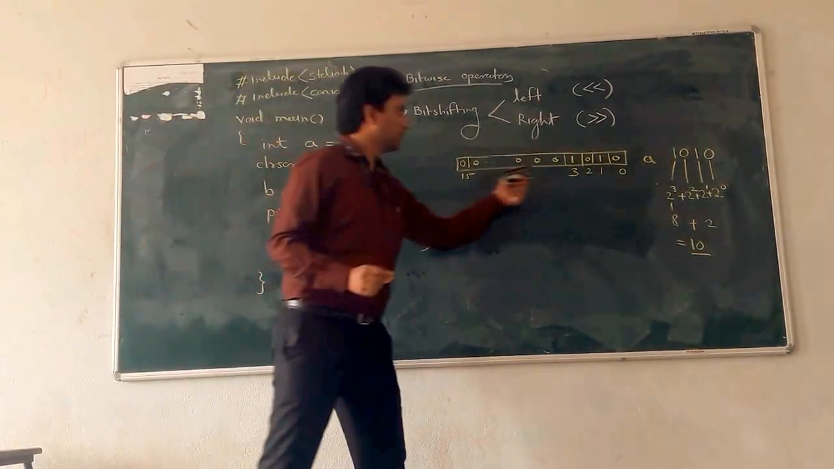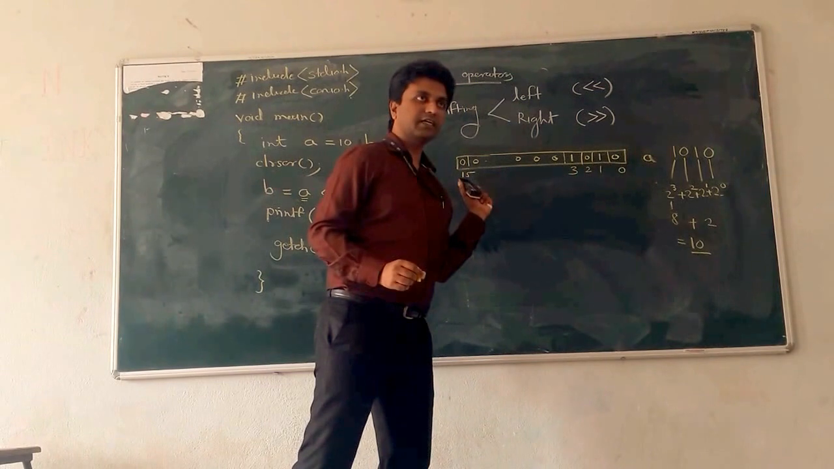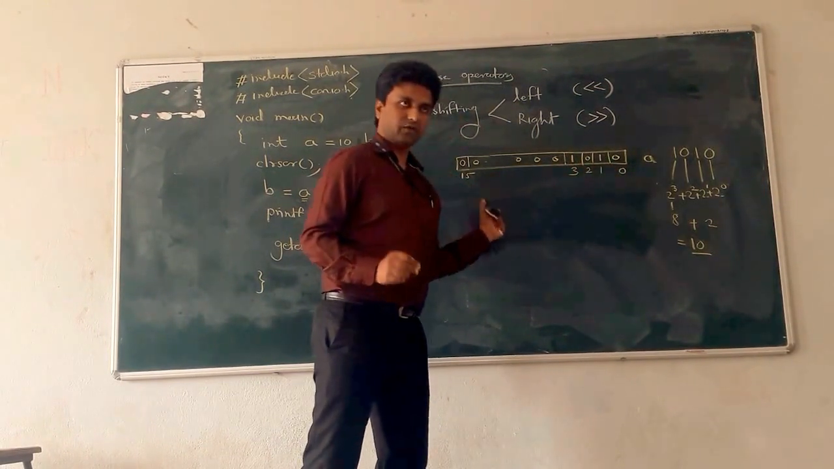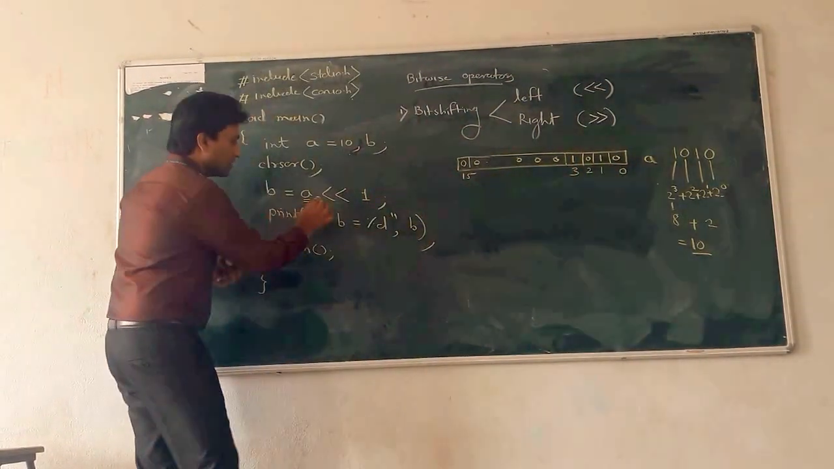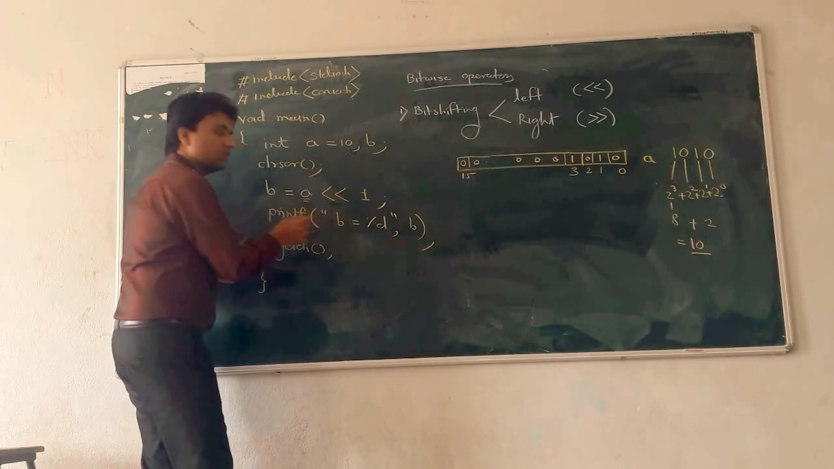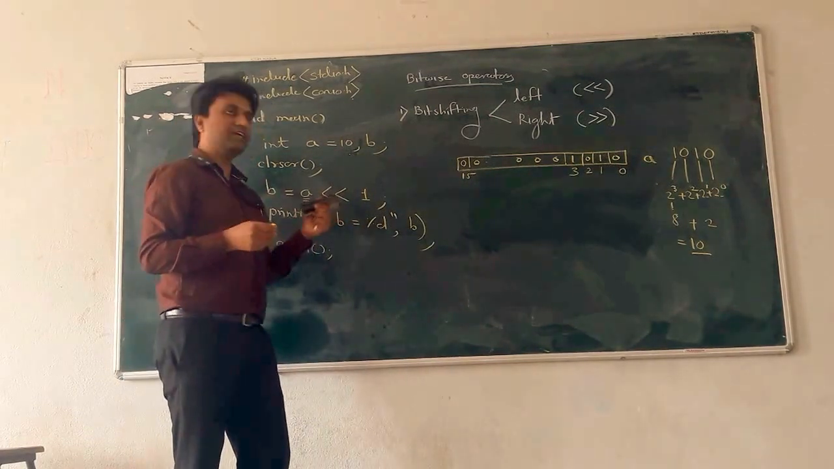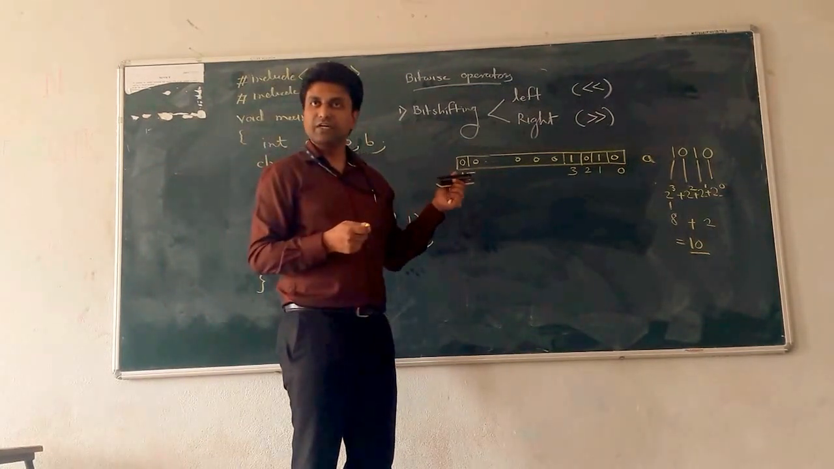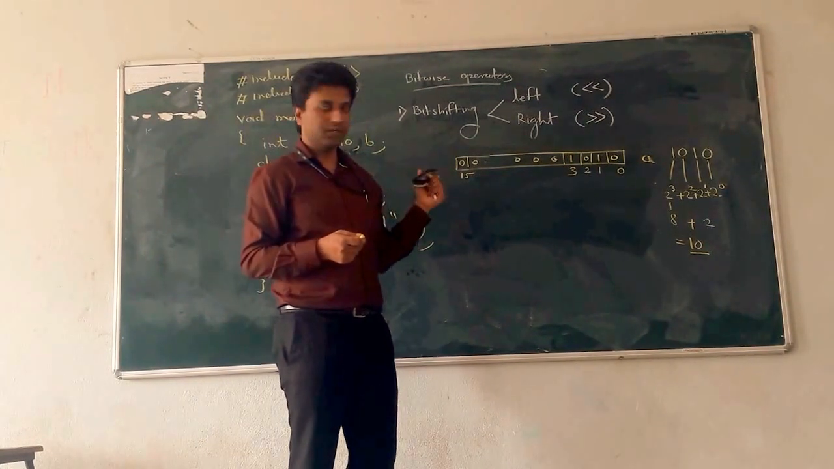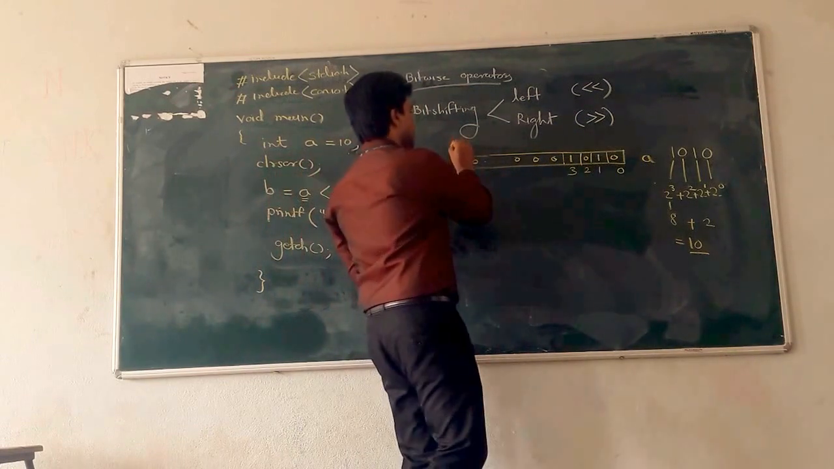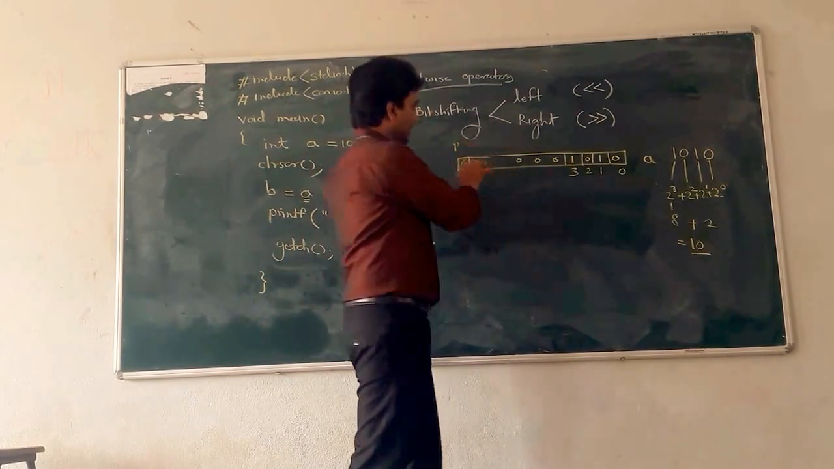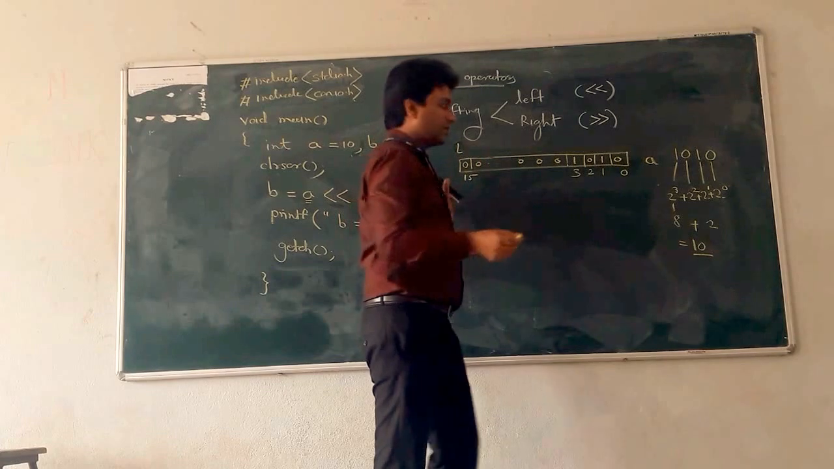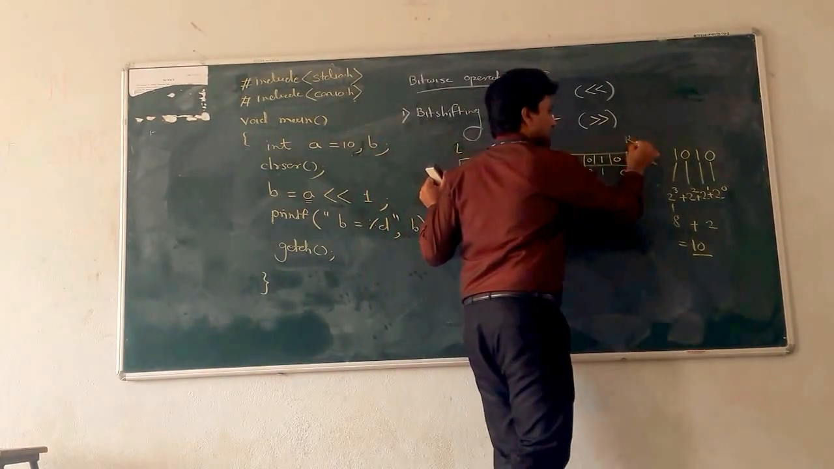So this is the representation of decimal 10 in the binary format. So after that, what is the left shift operator? What is the meaning of left shifting? It means you have to shift one bit to the left. Okay, so this is the right hand side and this is the left hand side.